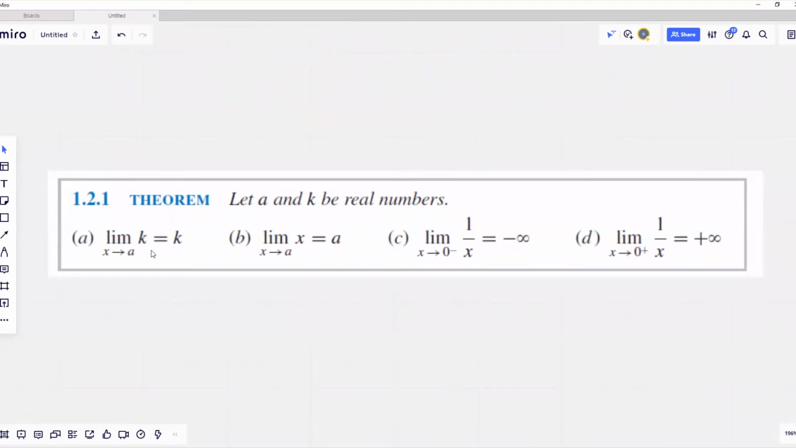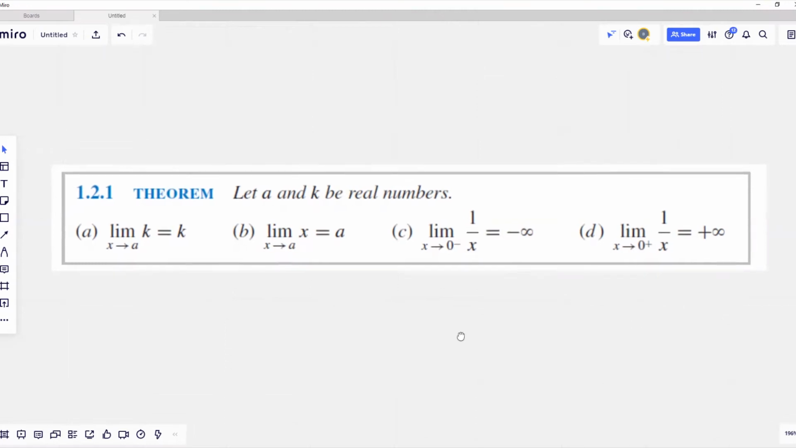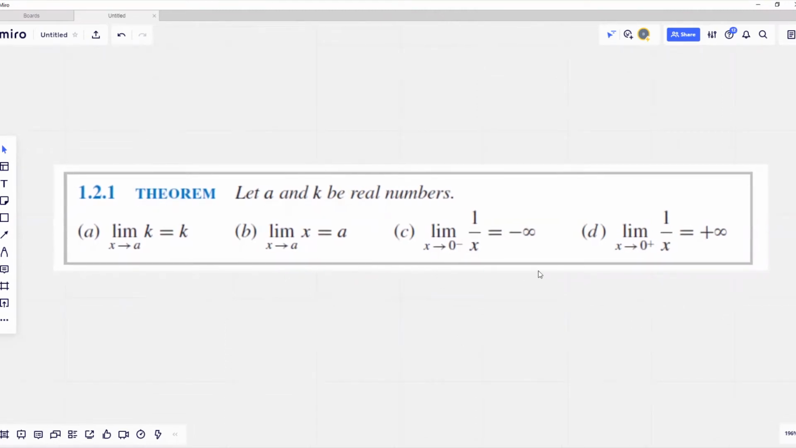First theorem here. If k is a constant, then limit as x approaches a of k is equal to k. Limit of x as x is approaching a is a. The left-sided limit of 1 over x as x is approaching 0 from the left side is equal to minus infinity. Same limit as x is approaching 0 from the right side is plus infinity. Then you can confirm this by quickly graphing your functions here.